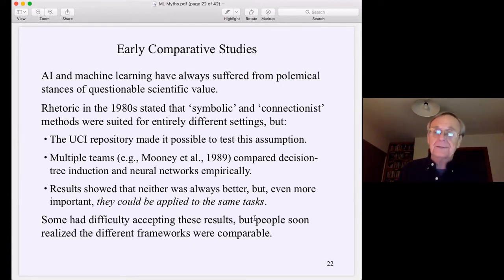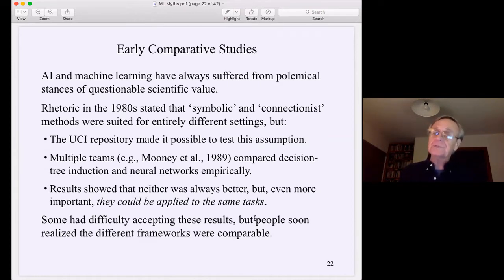And something really interesting happened in 1989. There were three papers in IJCAI that year. One of them was by Ray Mooney and his colleagues, but there were others. They did an experimental comparison between decision tree induction and neural network learning, mostly backpropagation. And to people's amazement, they could run them on the same data sets and they got roughly comparable results. There were some domains in which one did better, some in which the other did better. It wasn't that one was always somehow magically better. There were interesting variations going on. But the surprise for some people was that you could even apply these to the same task. I mean, the rhetoric was that strong back then.